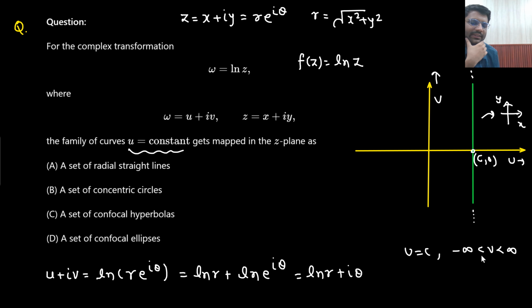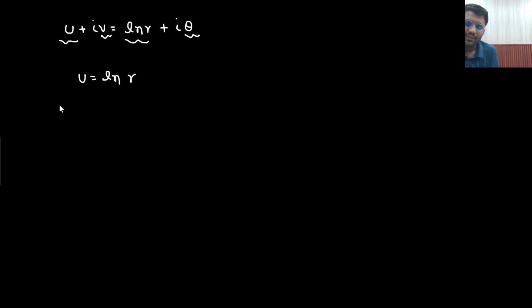So this is the real part, this is the imaginary part. I need to compare only the real part, which will be ln r. Why do I need to compare only the real part? Because our equation for the real part is given. V is going from minus infinity to infinity, but the real part equals constant. So u equals constant is given. That means it would be equal to ln r.